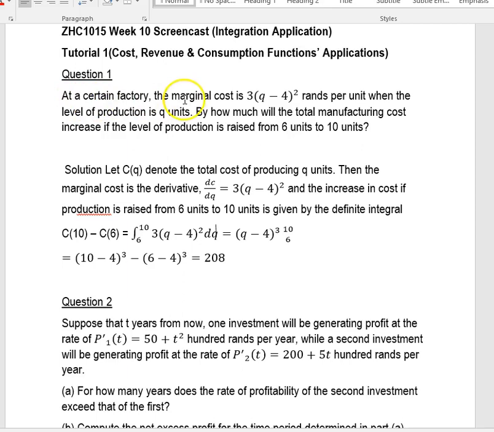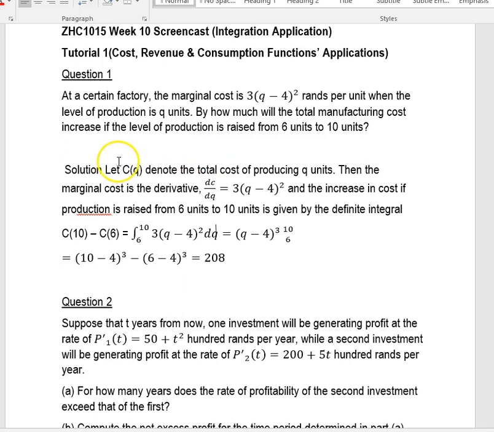It says that a certain factory, the marginal cost is given as 3(Q - 4)^2 rands per unit when the level of production is Q units. By how much will the total manufacturing cost increase if the level of production is raised from 6 units to 10 units? So here we're looking at the total cost, how to determine that from the marginal cost.